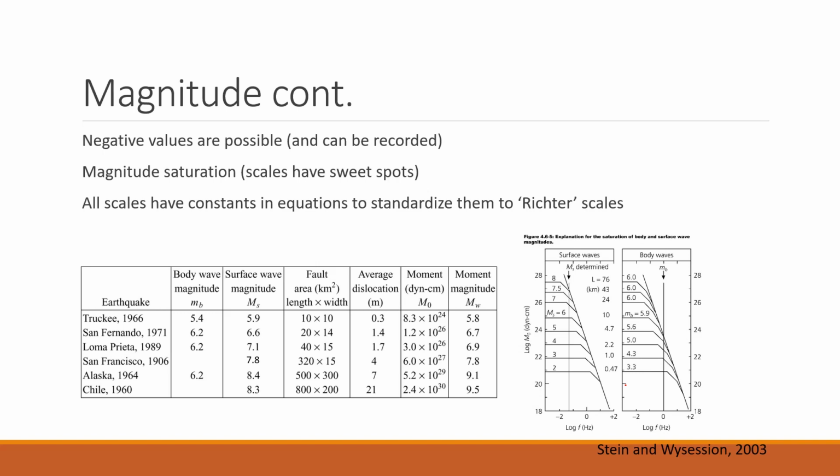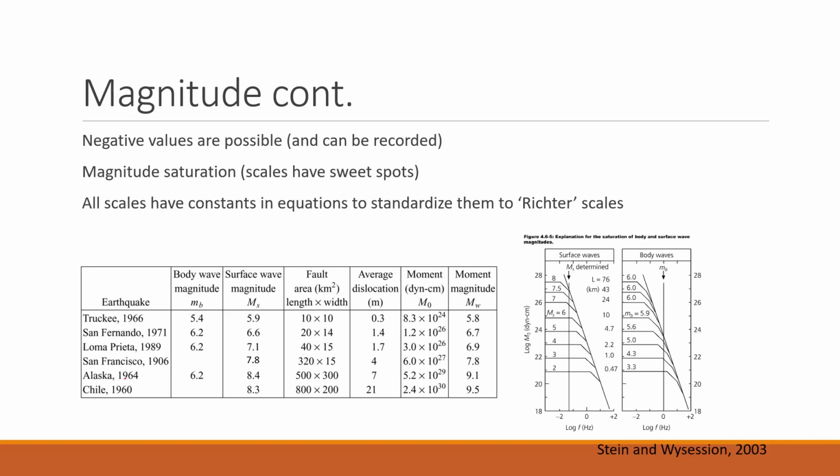We also have a problem called magnitude saturation. Each of the scales works best at certain sizes. And all of the scales have those constants that convert them to a standardized number. So this example is showing us that we can calculate a size on each scale for certain earthquakes, but we see different values for all of those earthquakes.